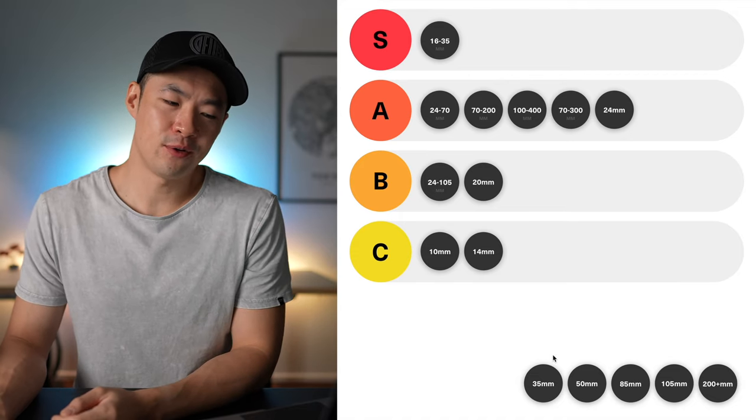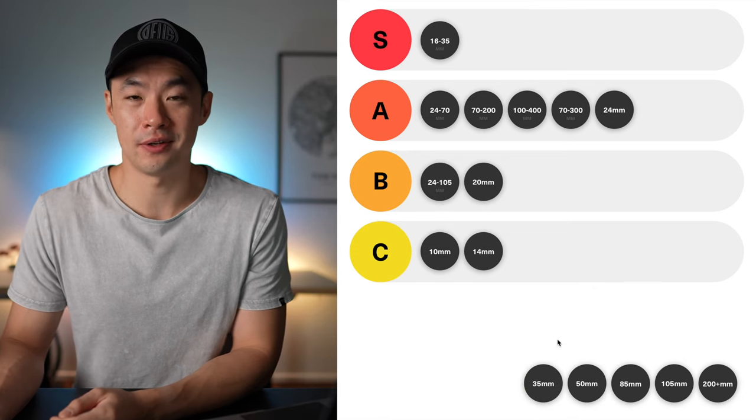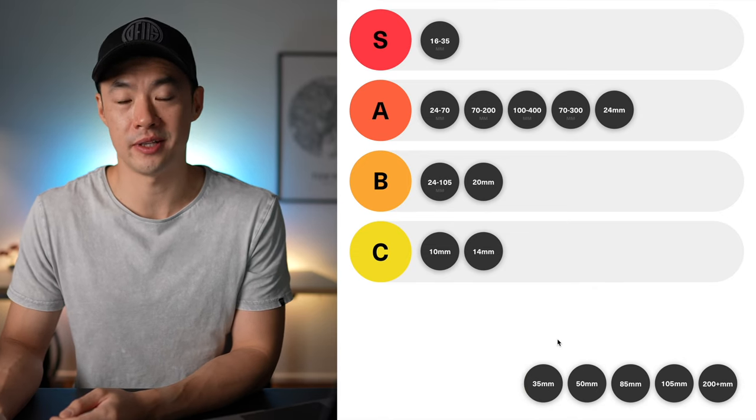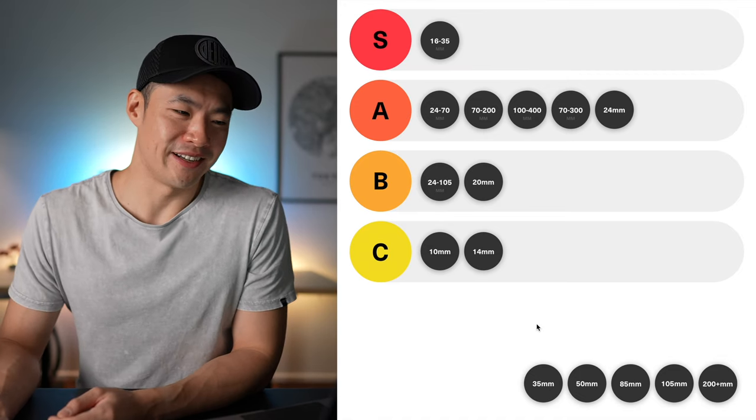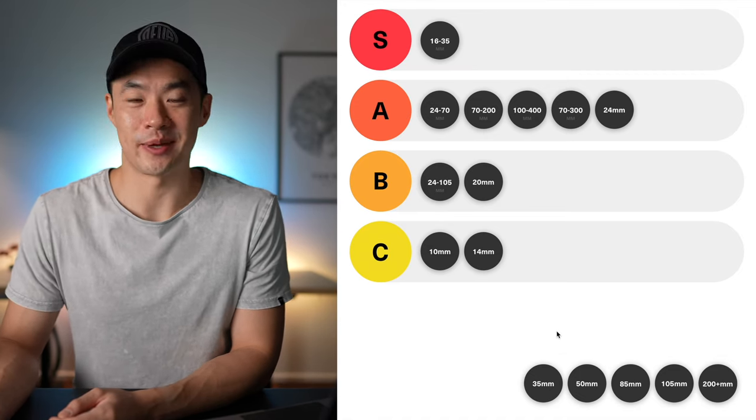All right, and now we're at the two most common focal lengths, the 35mm and the 50mm. So these two, this is gonna be interesting for me.